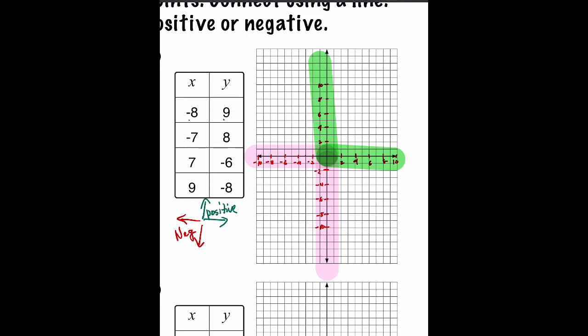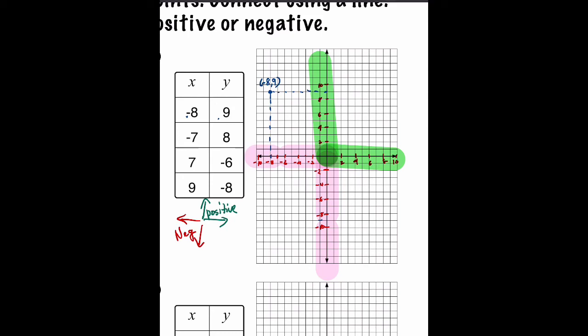Negative 8 and 9. So let's plot this first one. It's negative 8, which is over here. Let me use another color, 8. And 9. 9 is over here. So what you need to do, you just need to extend your line and you will see that it meets over here. So let's label that negative 8 and 9. Remember, x first, y is second, okay?